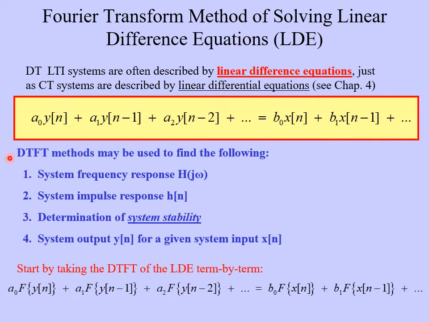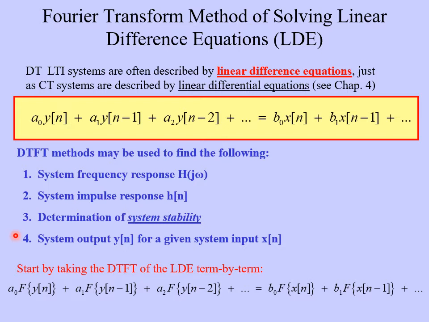So we can use the discrete-time Fourier transform, which we've learned about in this chapter, to find the following. We can find the system frequency response, H of j omega. From that, we can find the system's impulse response, h of n. And from the impulse response, we can immediately determine if the system is stable or not, just by inspecting that impulse response. And then, most important, we will eventually be able to find the system output, y of n, for any given system input, x of n.